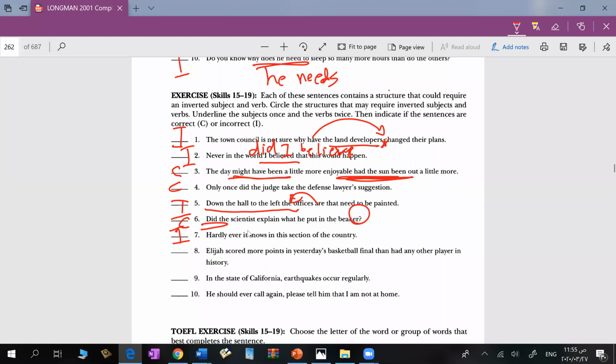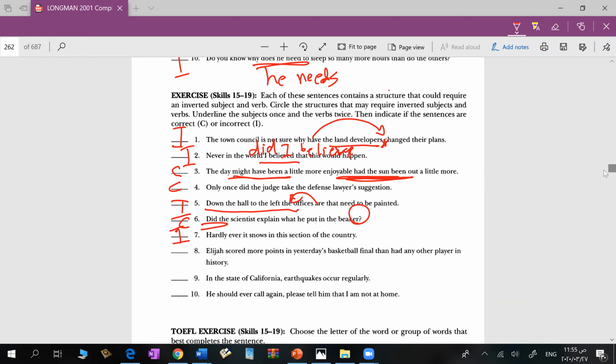How can I make it correct? Hardly ever does it snow. We start with does because this needs inversion. It starts with a negative expression. We took this last time. Maybe you were absent last time.